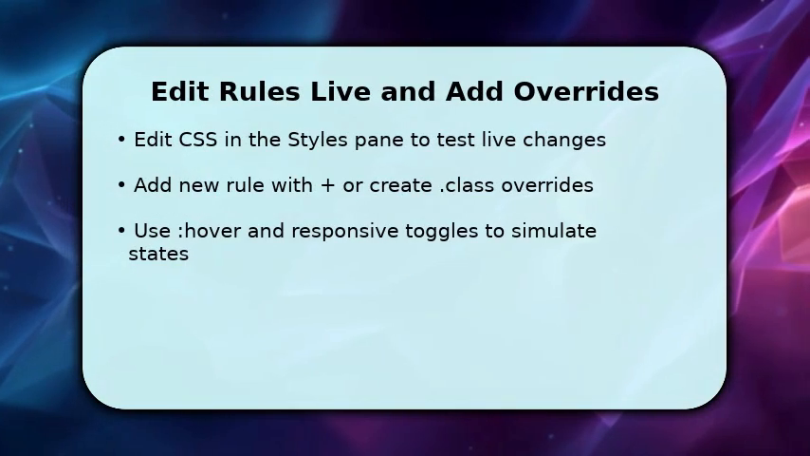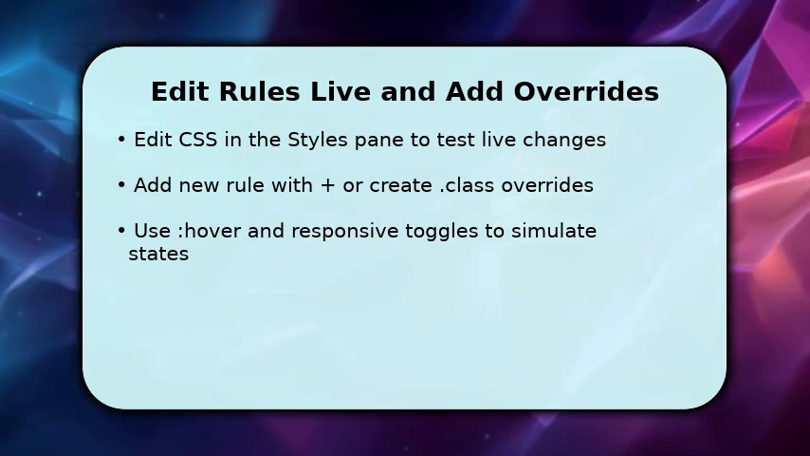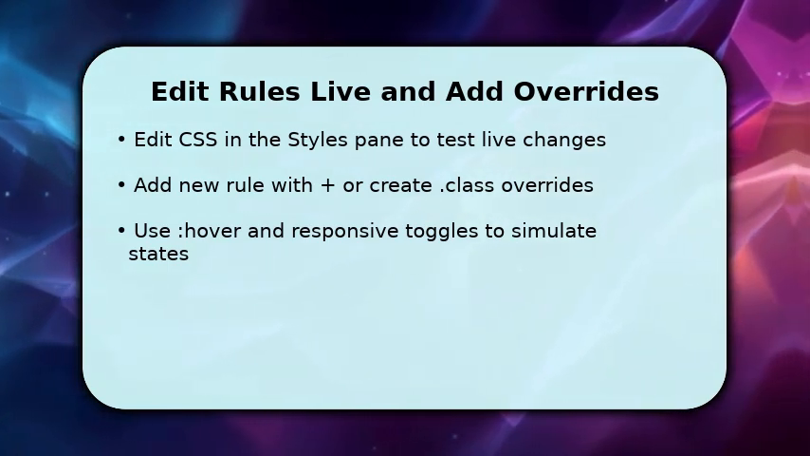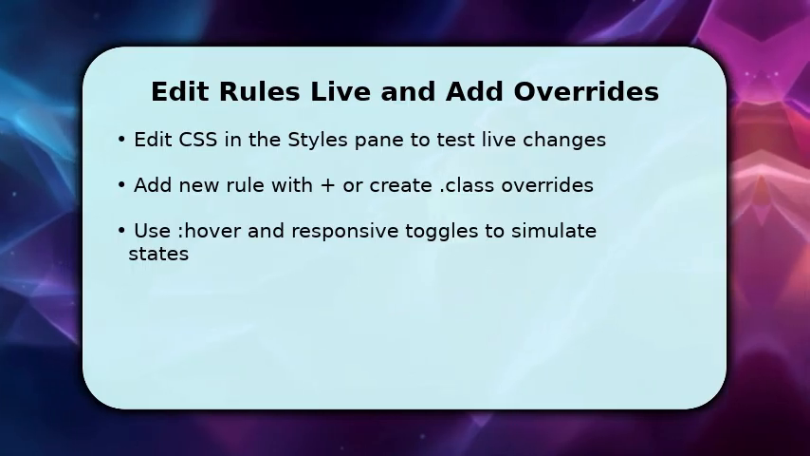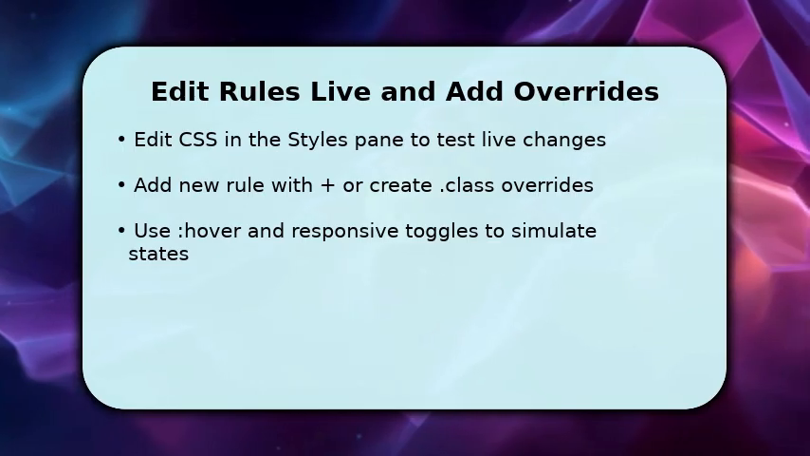Now edit rules directly in the Styles pane to test live changes. Typing updates the page instantly so you can iterate fast. If an existing rule is overridden, add a new rule with the plus button or create a more specific selector or class to override it.